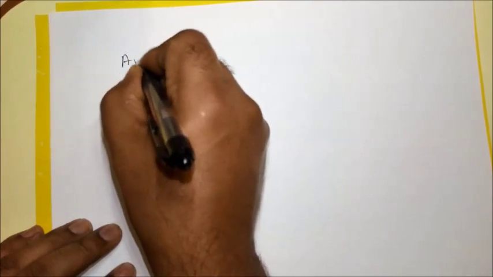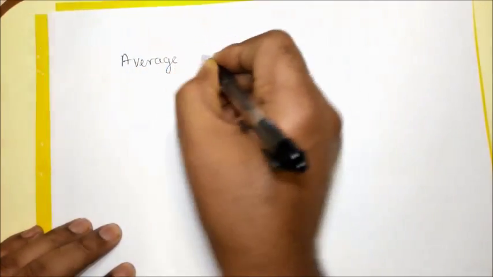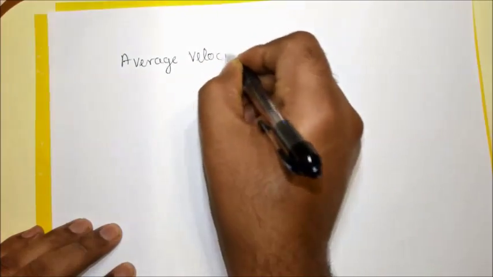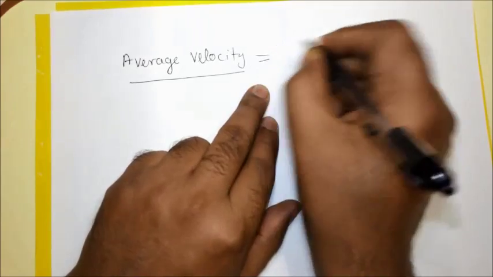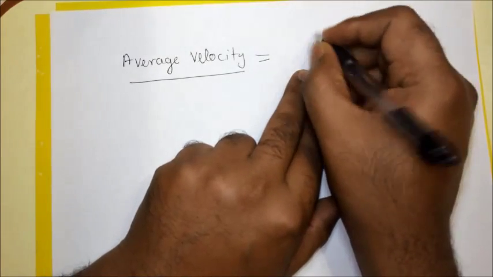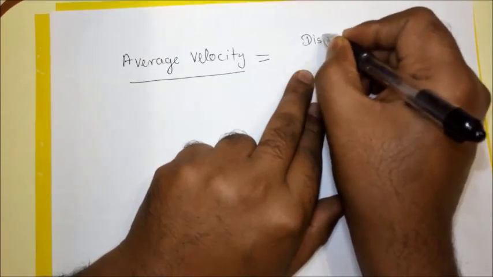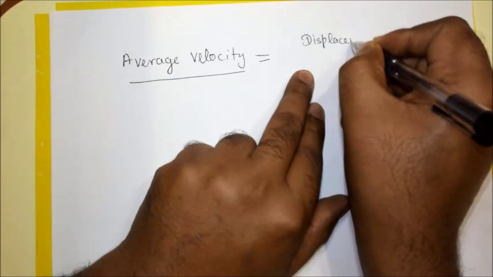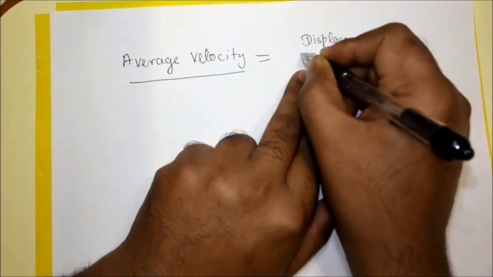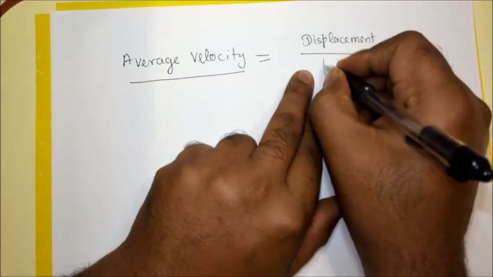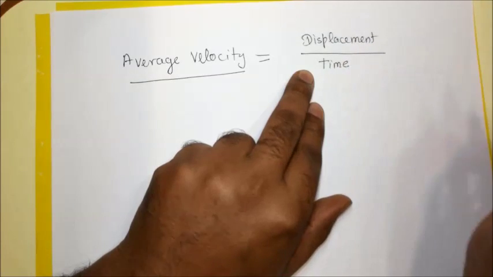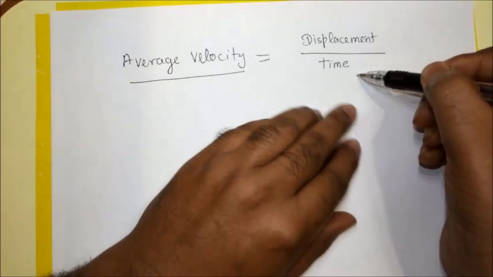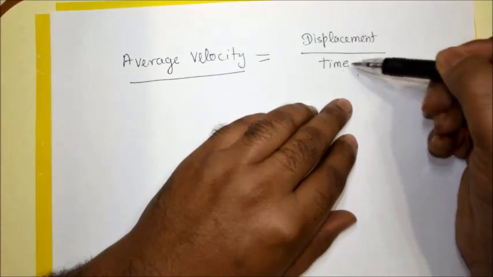Now let's talk about average velocity. What is average velocity? It is displacement divided by time. Displacement over time, the time involved in this displacement. Alright.